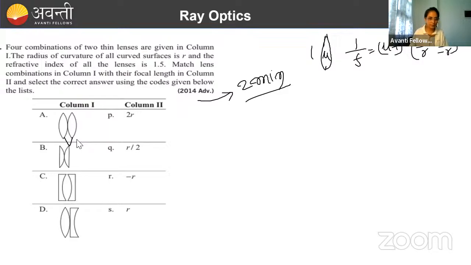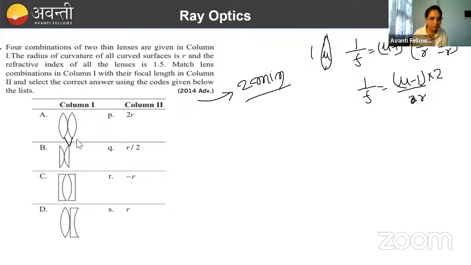Check for B actually. Check for B once more. And for C also. B and C. D is correct. A is correct. Okay. Chalo, okay. So what will be the focal length here? It will be 1 by f equals mu minus 1 by 2R. Sorry. This will be this into 2 by R. So focal length is going to be R by (mu minus 1) times 2.